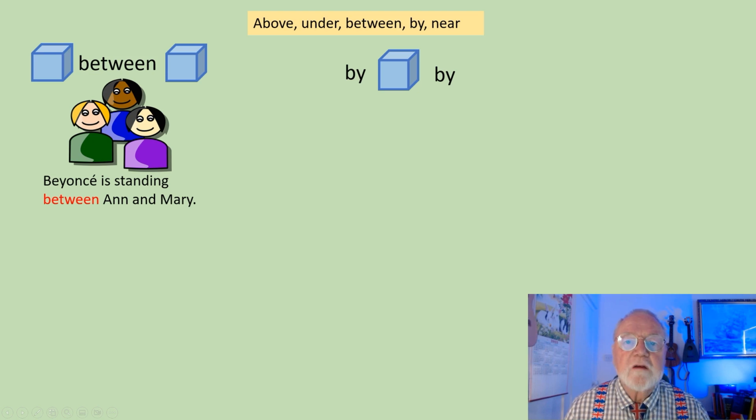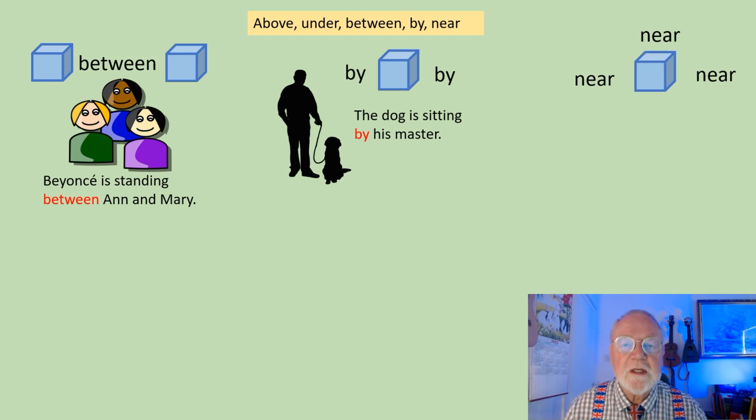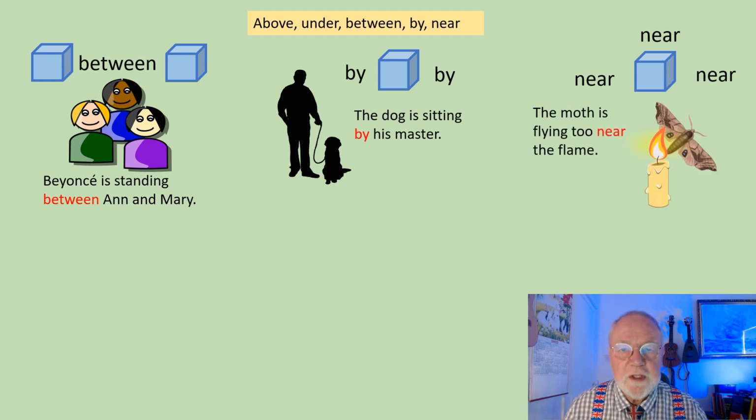We can use by for two objects which are close together. And here's a good example. The dog is sitting by his master. Near has a similar meaning, when something is close by or near to another object. The moth is flying too near the flame, with the inevitable result, of course.